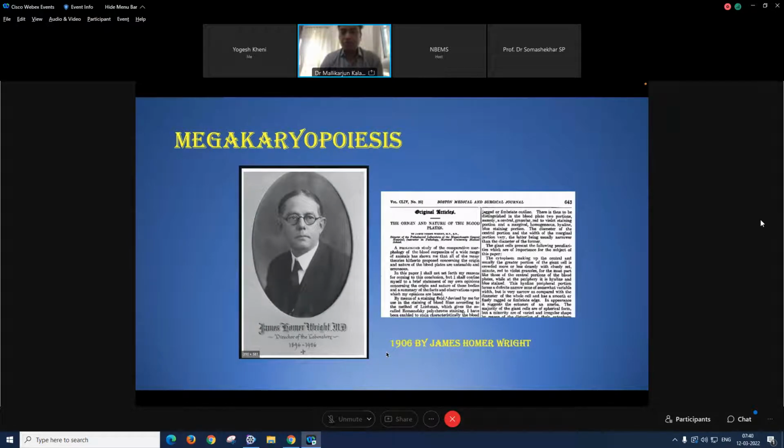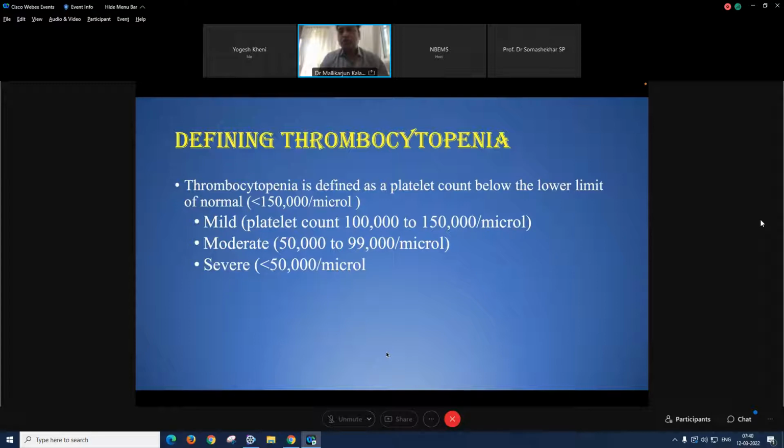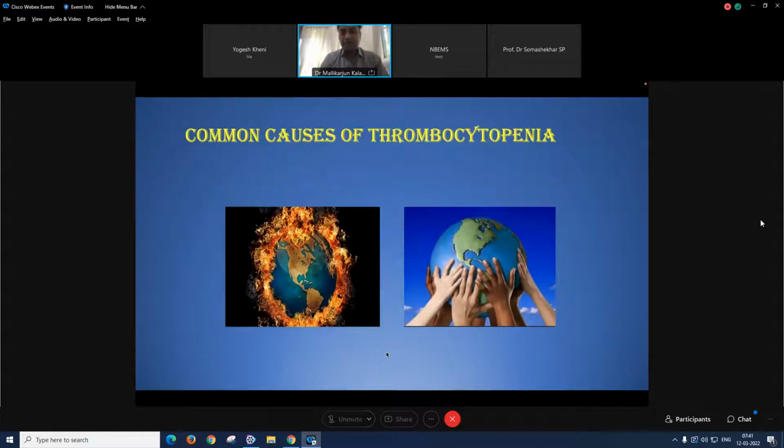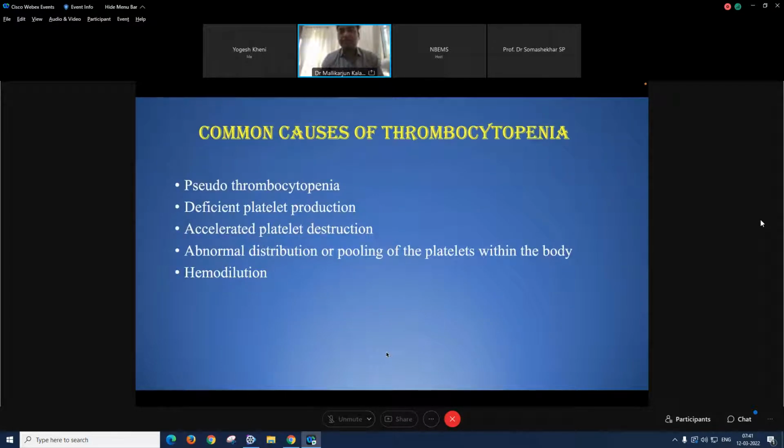James Hober, who wrote about megakaryocytosis initially. Thrombocytopenia is simply defined as platelet count less than the normal range. It can be mild, moderate, or severe. And many times we see that the thrombocytopenia is detected just before the preoperative evaluation that the patient does.